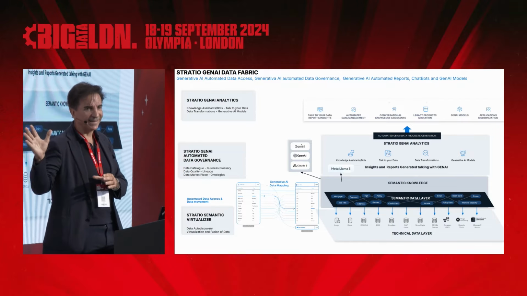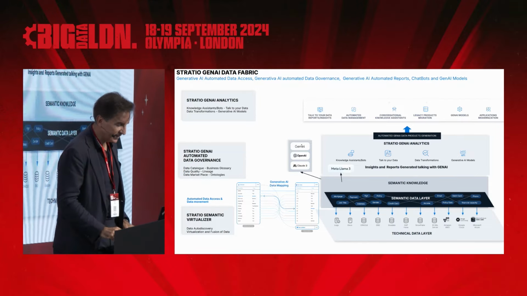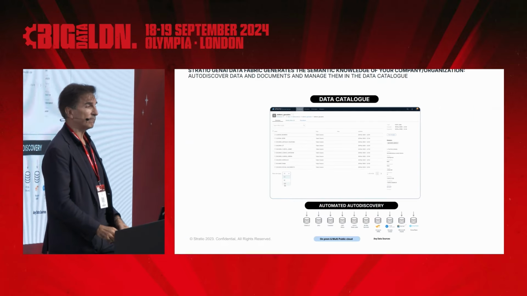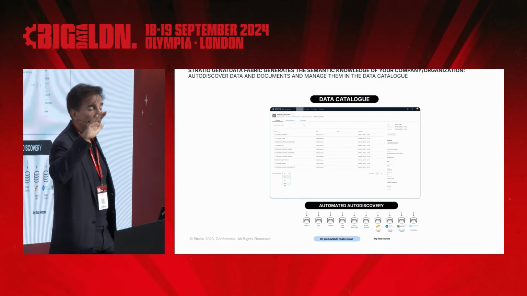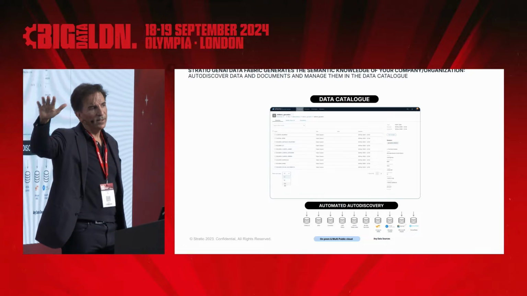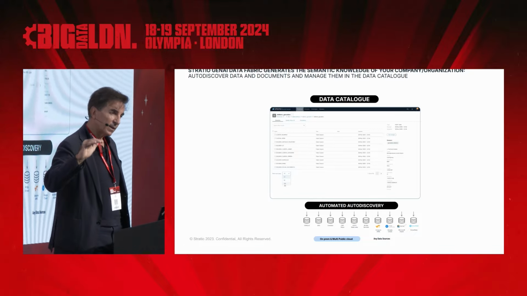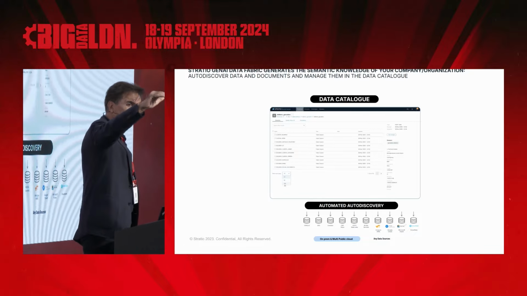Simple to say it. To solve it is not that simple. So how are we doing it? Data governance. Data governance is the natural way to get the knowledge, and with that private knowledge, augment the engines and make it work.